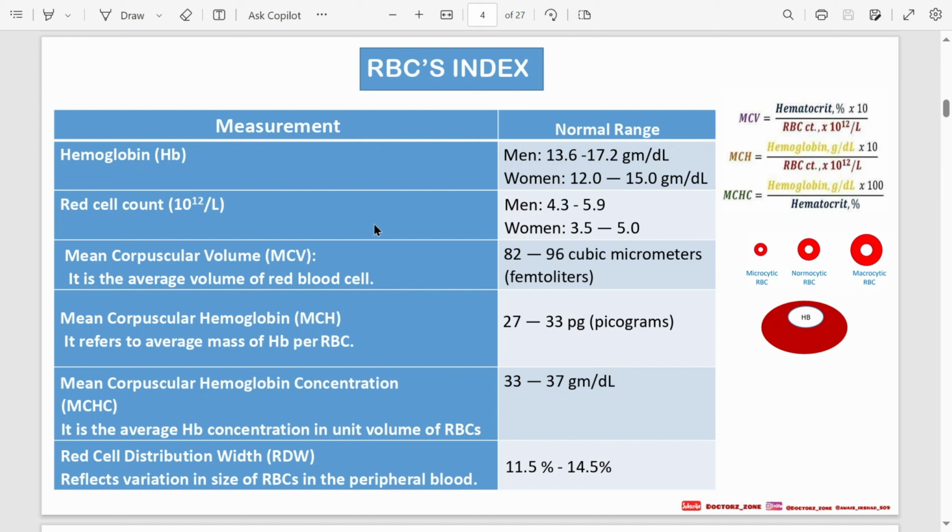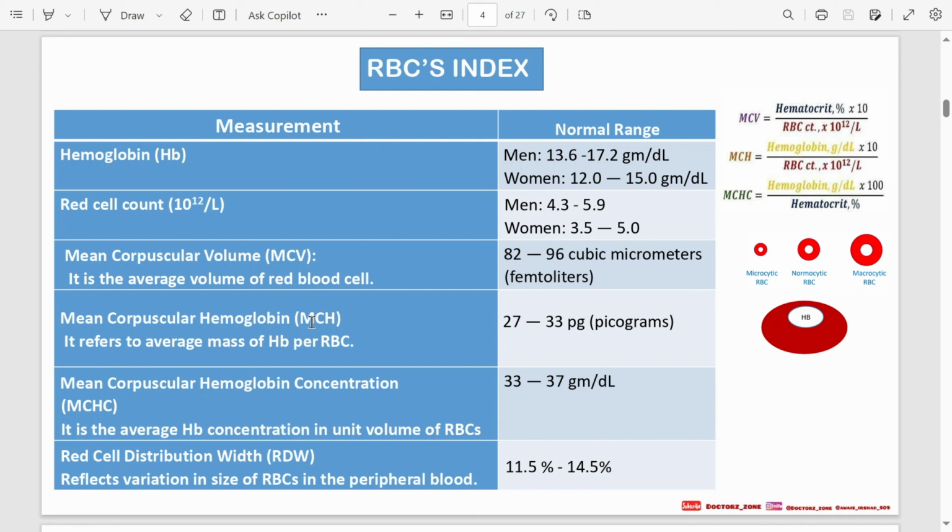Then is the mean corpuscular volume, MCV, which is the average volume of the red blood cell. When the volume of the red blood cell is small, we call it microcytic red blood cell, and when volume is large, we call it macrocytic red blood cells. And its formula is hematocrit divided by red blood cell count multiplied by 10, and its normal range is 82 to 96 cubic micrometer or femtoliter.